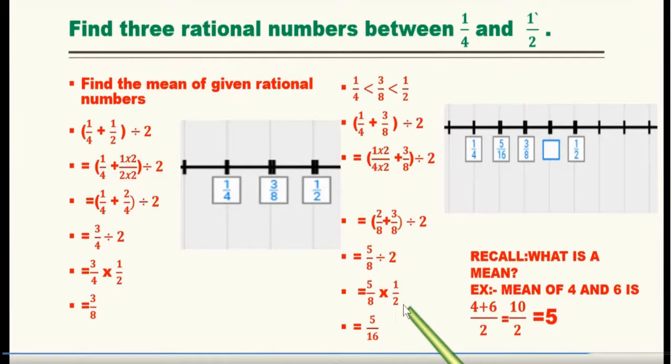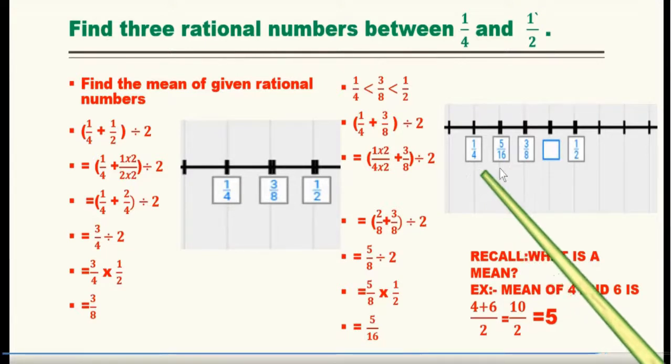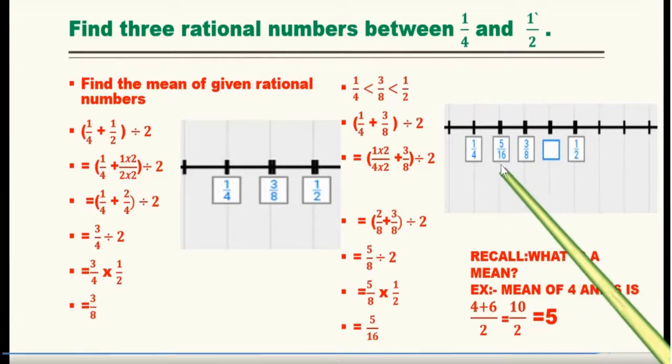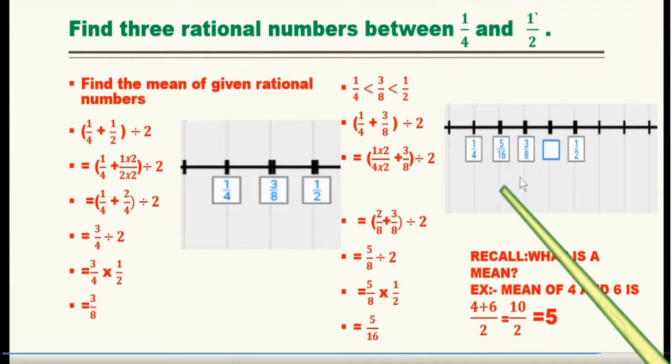So, be careful that you don't commit that mistake. Again, I repeat, you have to take the reciprocal of the second rational number, that is, you have to take the reciprocal of 2. 5 by 8 into 1 by 2 is equal to 5 by 16. You can see it on the number line. 5 by 16 lies in between the two rational numbers 1 by 4 and 3 by 8.